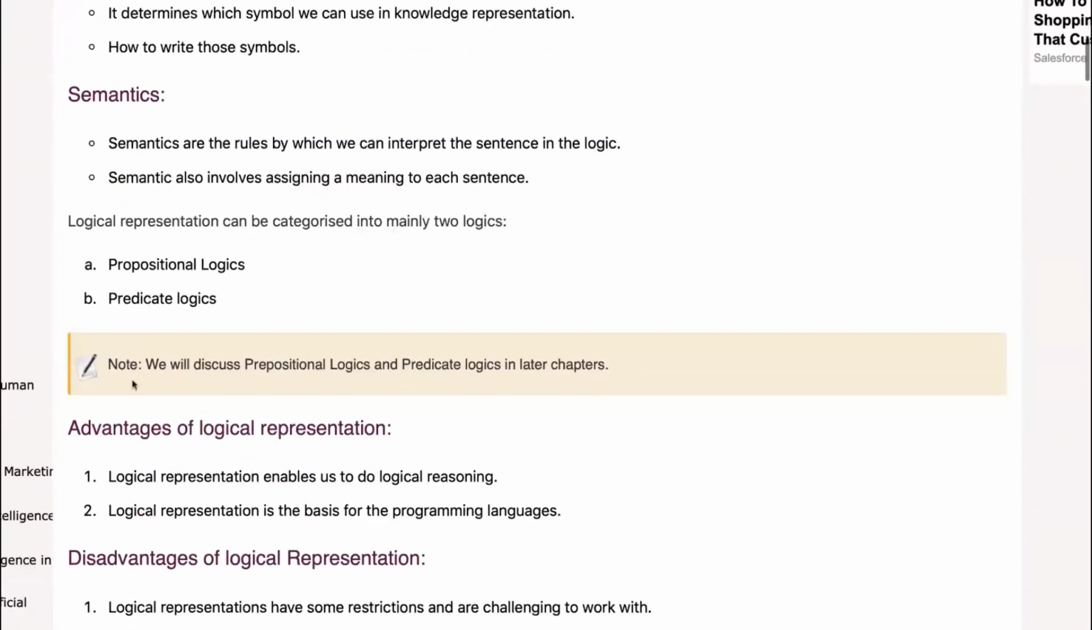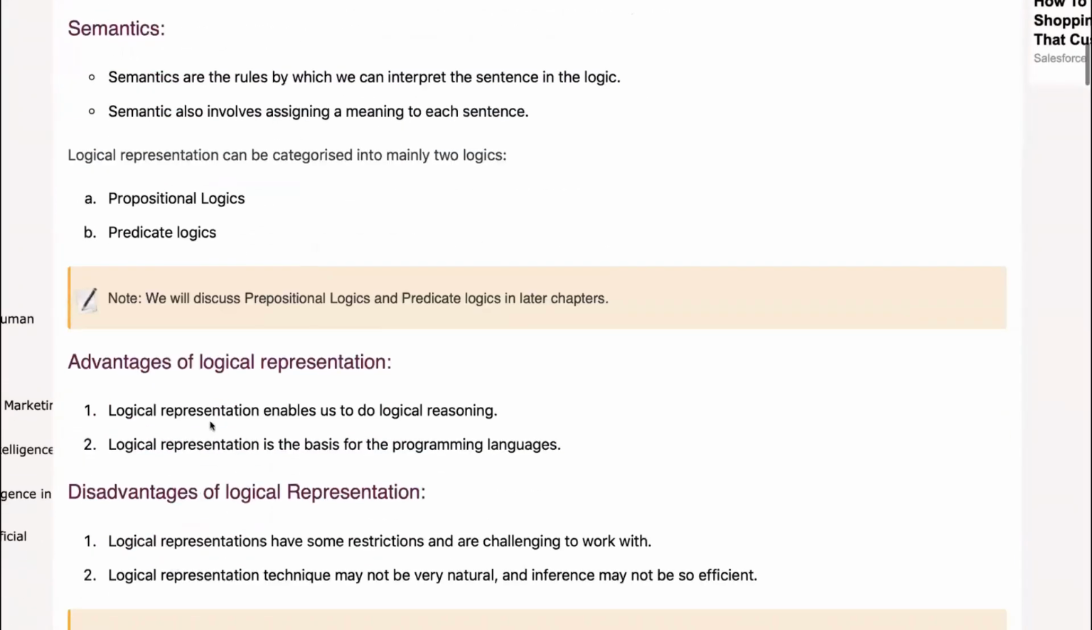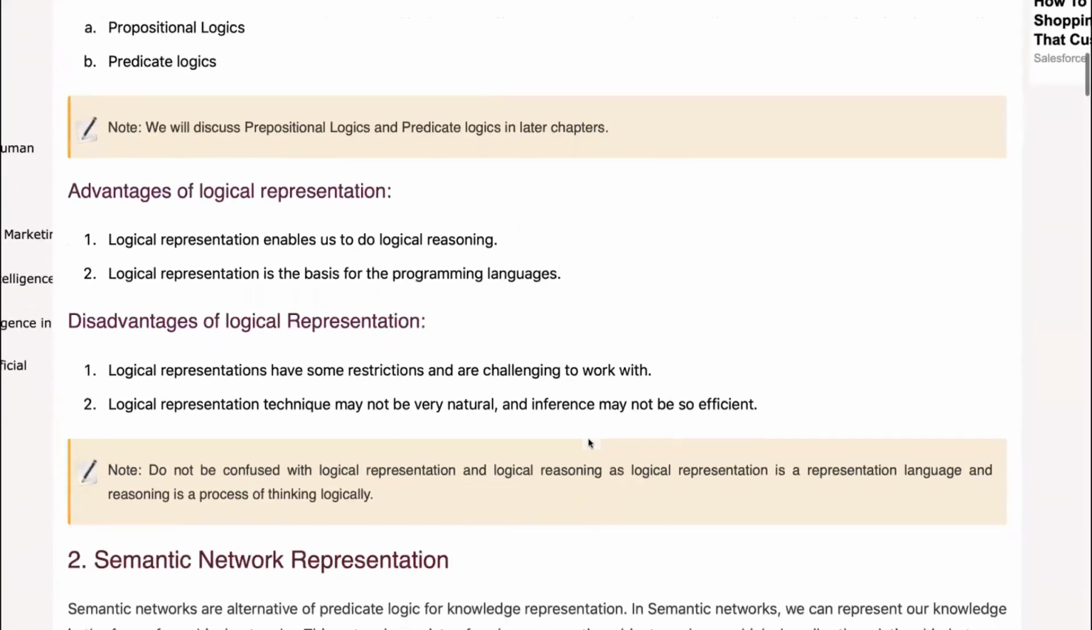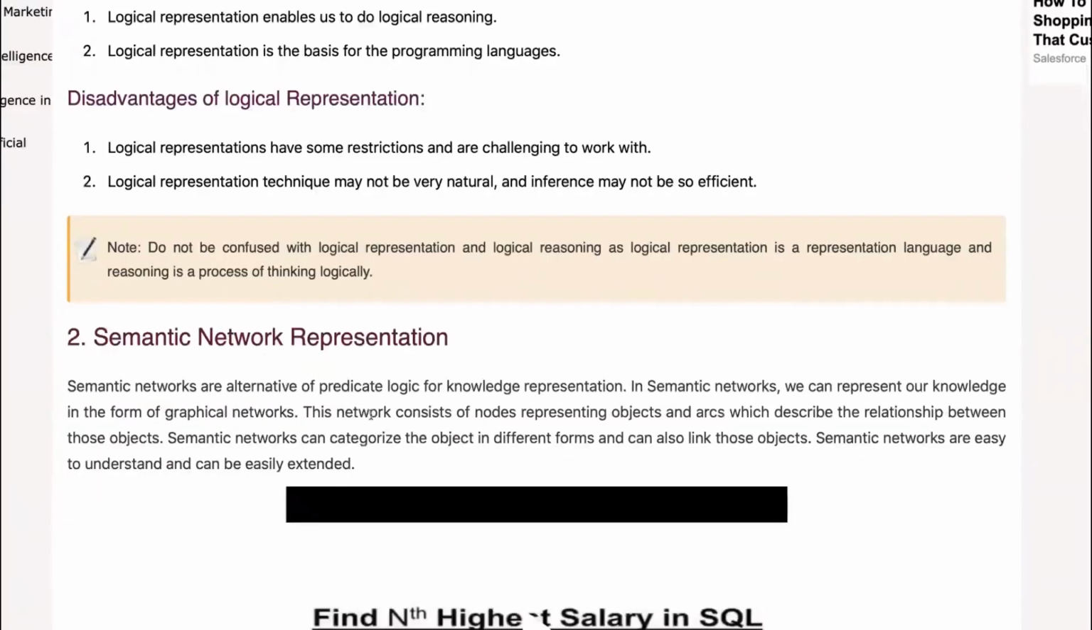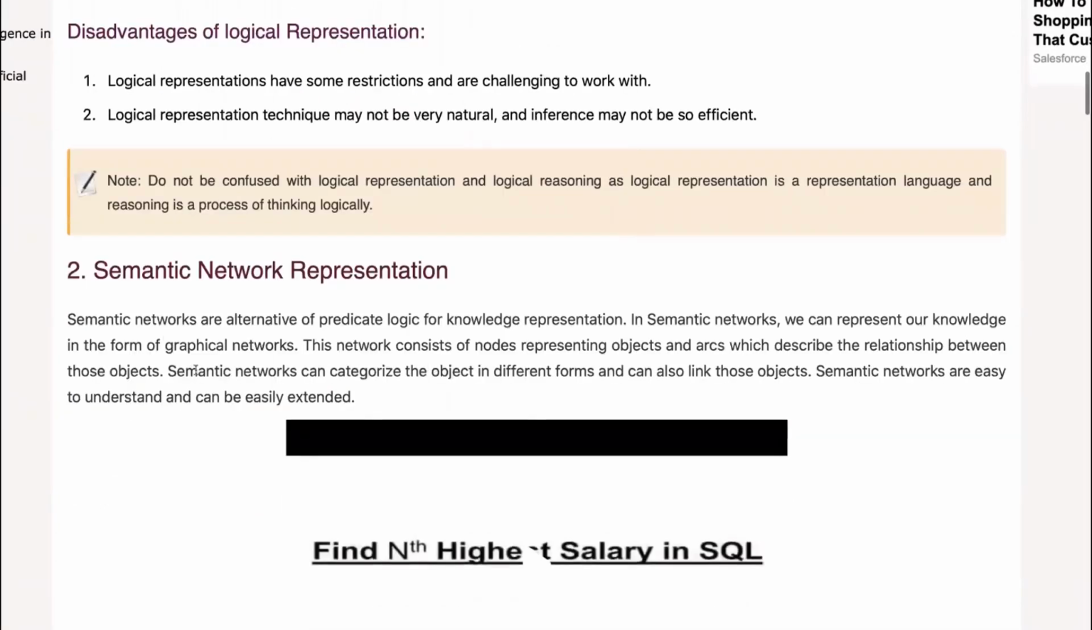However, there are advantages and disadvantages of this technique in representing knowledge in the machine. I won't go into the details. So let's talk about the next one, the semantic network representation, the second technique in knowledge representation. Semantic networks are an alternative to predicate logic for knowledge representation.